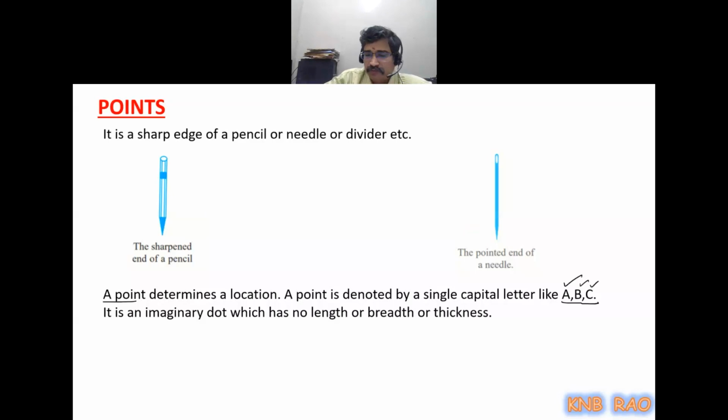Okay? So, you know, a point must be denoted with single capital letters. And remember, the meaning of a point: the sharp edge of a pencil gives a point. And normally it is said to be an imaginary dot. Why is it called an imaginary dot? Because it is supposed not to have length, not to have breadth, not to have thickness. Practically speaking, it is not possible.